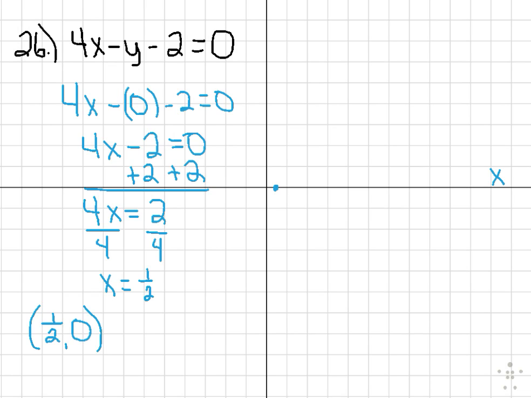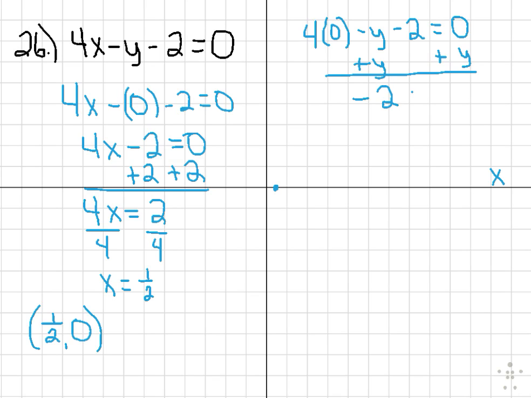The y-intercept is going to be 4 times 0 minus y minus 2 equals 0. It might just be easier to take the y to the other side. So negative 2 is equal to y. So my y-intercept is 0, negative 2. So 1, 2, so go down to 2, put a point. And this is a very steep line.